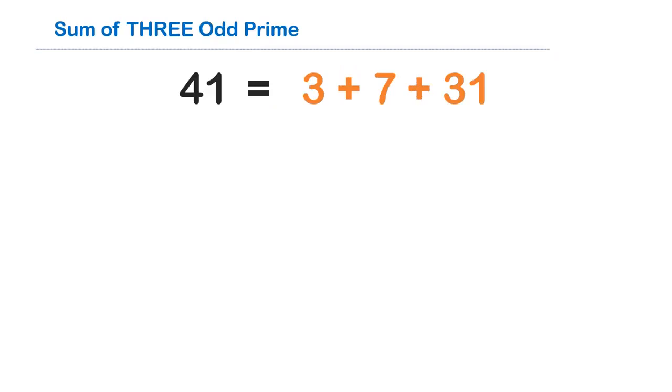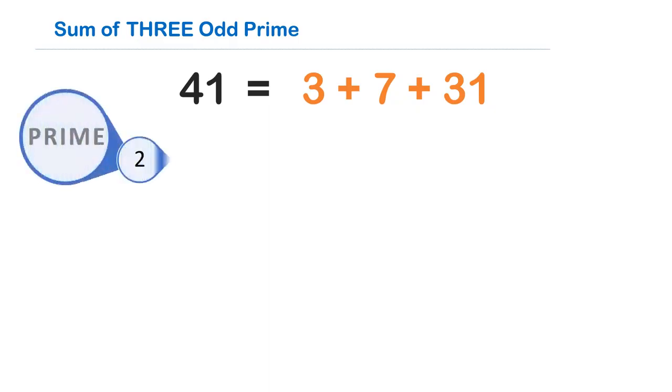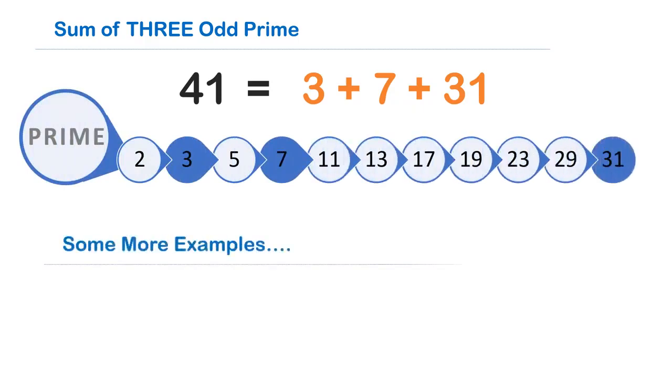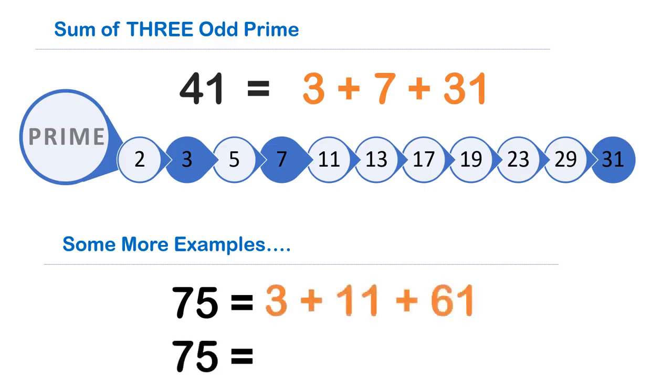Our topic is to express a number as a sum of three odd prime numbers. As we saw previously how to express a number as a sum of two odd prime numbers, we need to now express it as a sum of three odd prime numbers. For example, 41, we can express it as 3 plus 7 plus 31. See the next example, 75. Express 75 as a sum of three odd prime numbers. So we can express it as 3 plus 11 plus 61 or 67 plus 5 plus 3.